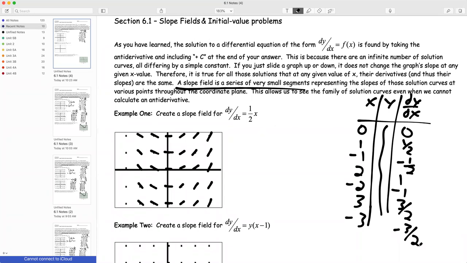Okay. And if it is -3, I'm going to have a slope of -3/2. Okay, so down 3, 1, 2, 3, and over 2.